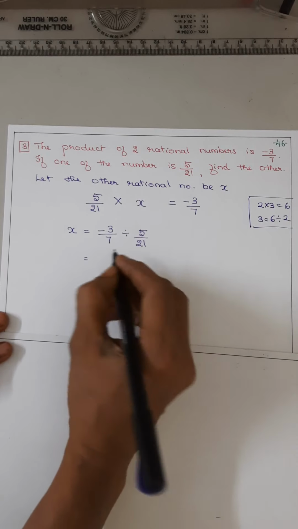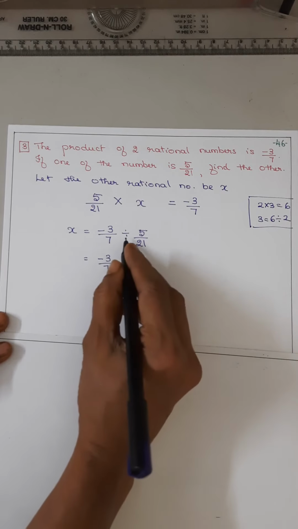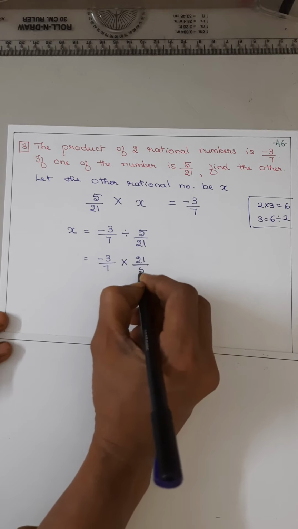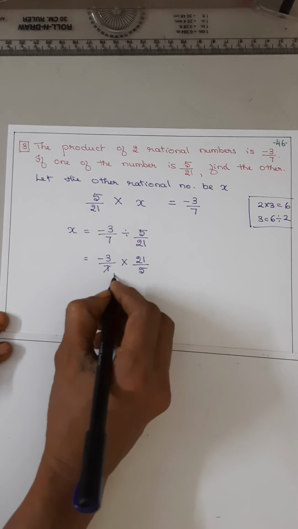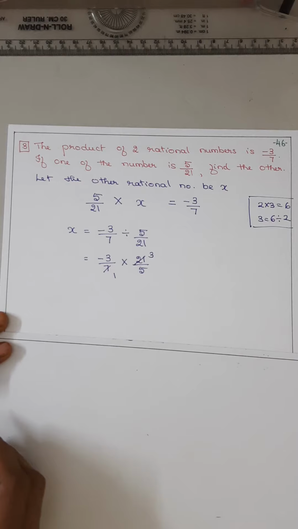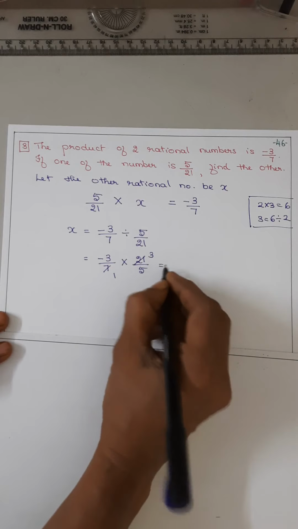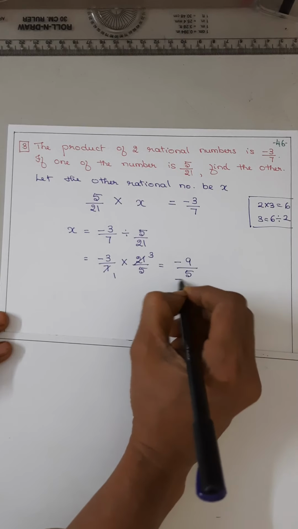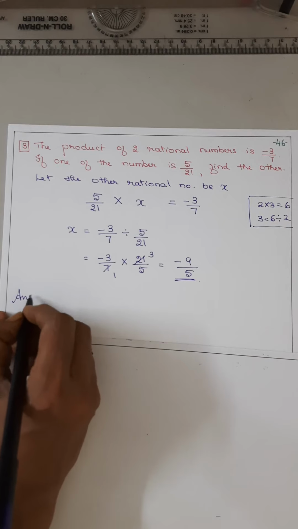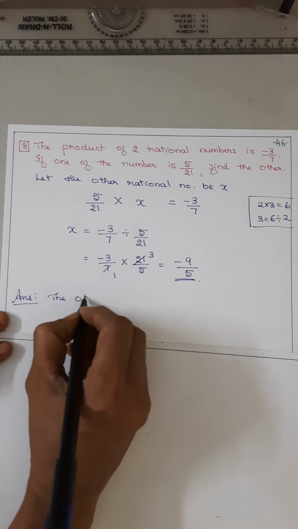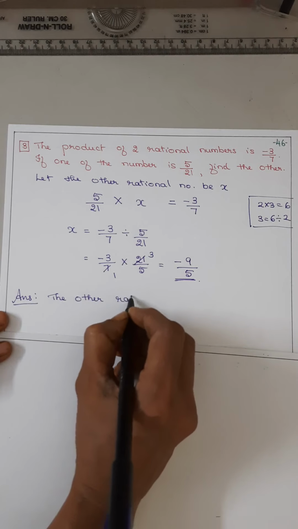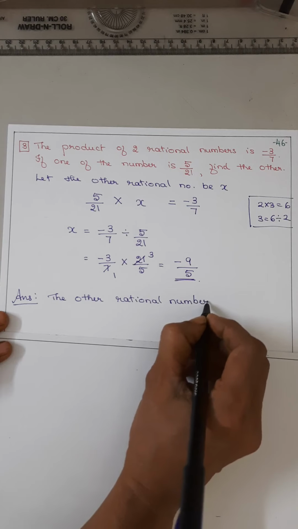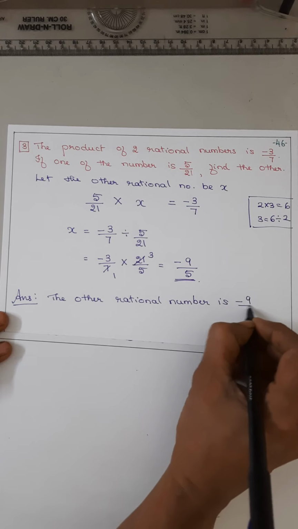Now ordinary division, minus 3 by 7, this becomes multiplication, and here it will be 21 by 5. Now 7 and 21, 7 ones are 7, 7 3s are 21. Now cancellation is not there. Minus plus minus, 3 3s are 9, 1 5s are 5. So the answer, the other rational number is minus 9 by 5.